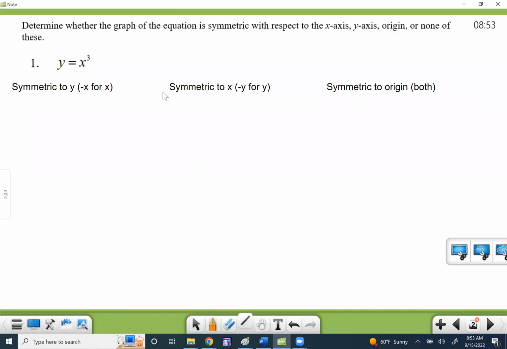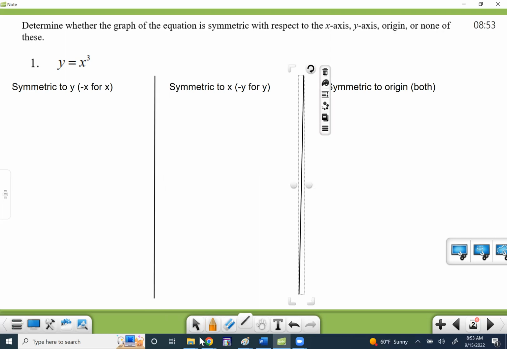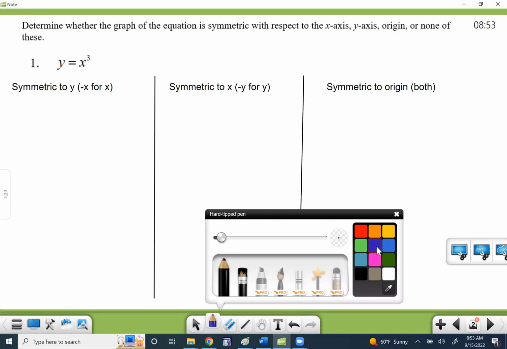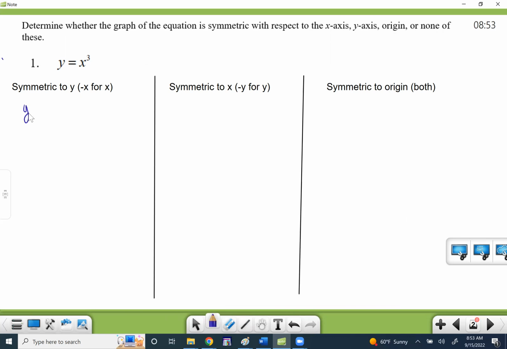So let's start off by doing this first one, where we're going to substitute in a negative x for all x's. We're going to take the original equation and put a negative x in for the x. So that means negative x times negative x times negative x. Remember, if you have an odd amount of negatives, it's going to stay negative. We have 3 of them, so it will stay negative. And then x times x times x is x to the 3rd.